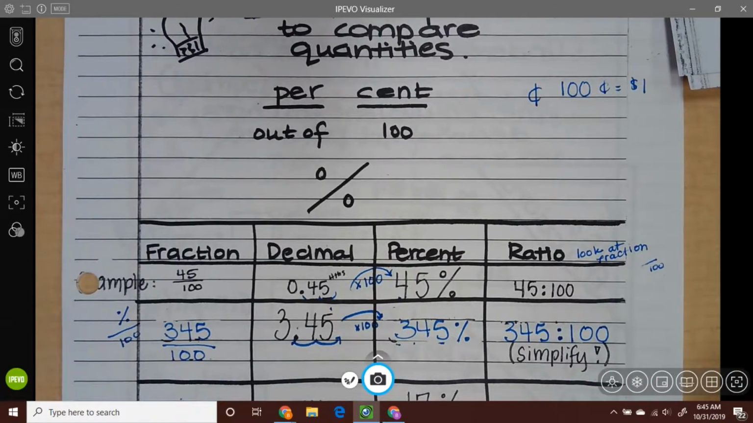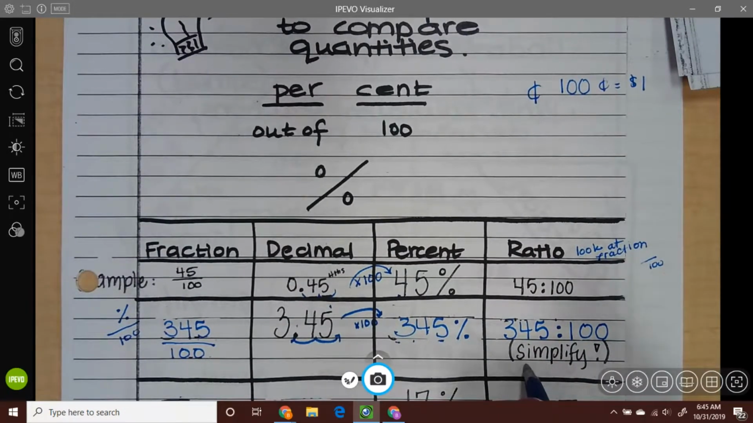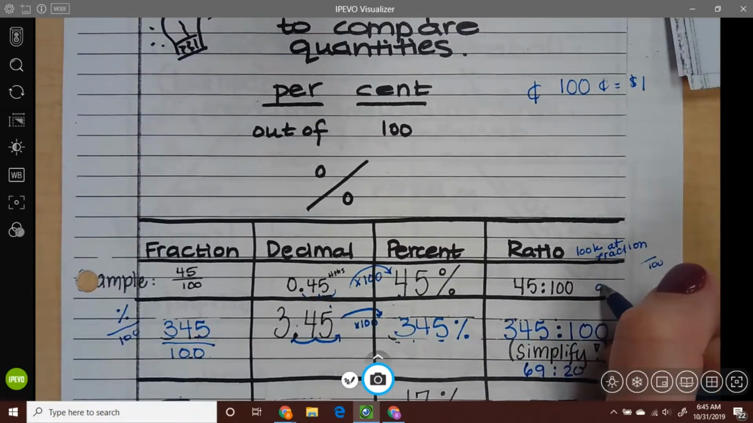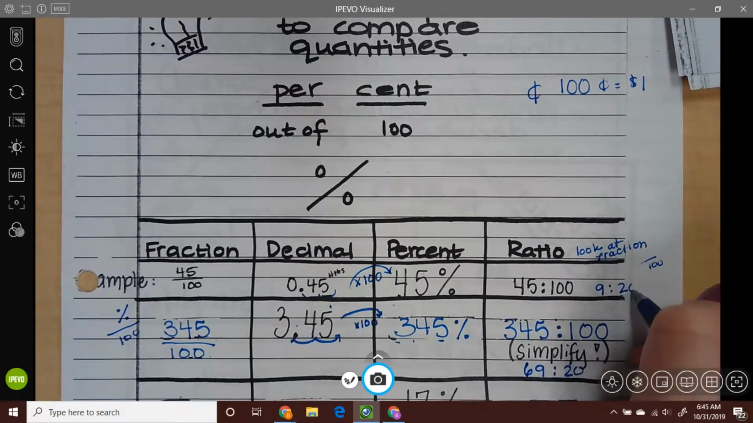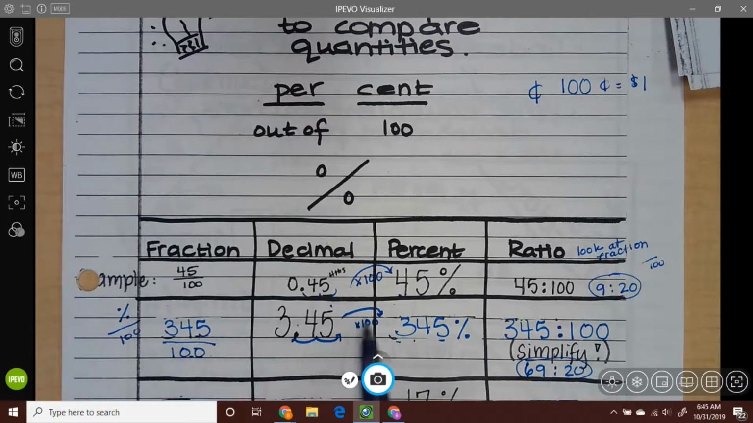And then it says to simplify, so we can divide here by 5. And this would be 69 to 20. And then if we went back to this one and simplified, it would be 9 to 20, dividing by 5 again. But you can still see that they're all equivalent there. So I'm going to let you try this one and see how you do.